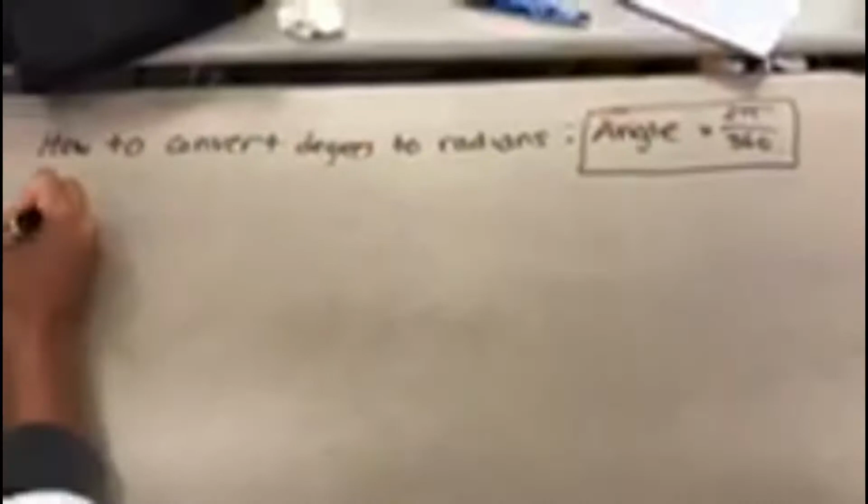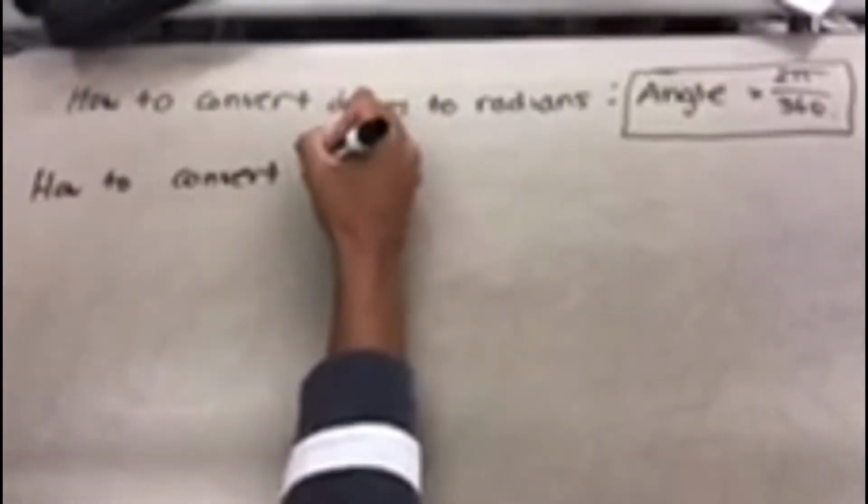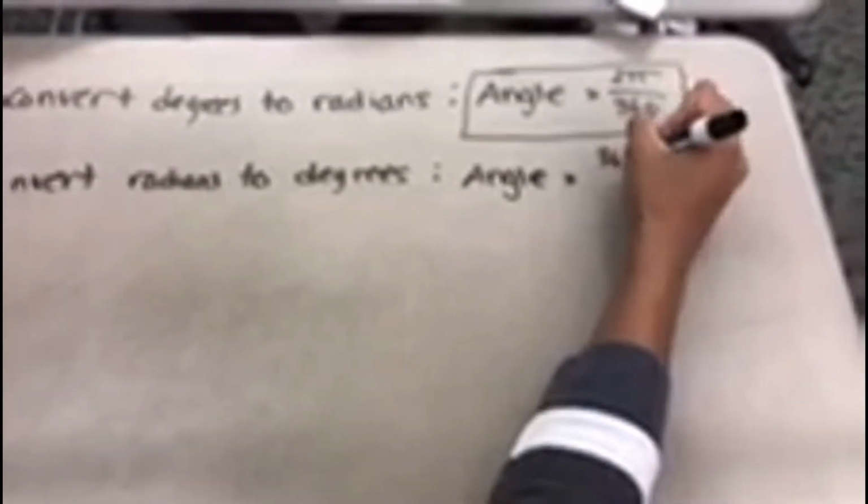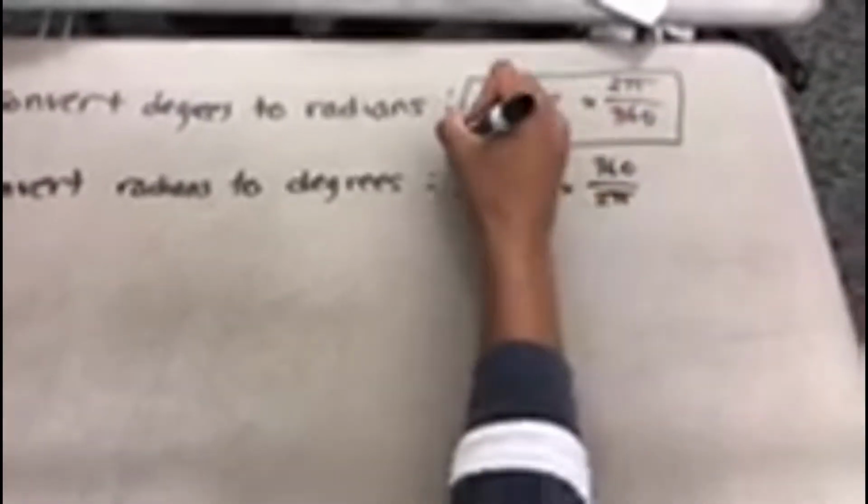So, how to convert degrees to radians? The formula for that is going to be the angle times 2 pi over 360. This is going to give you your radians from your degrees. Now, how to do the opposite, how to convert radians to degrees? The formula for that is going to be angle times 360 over 2 pi.